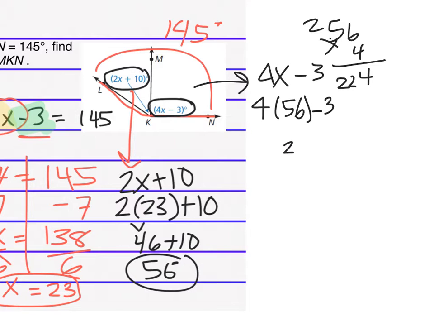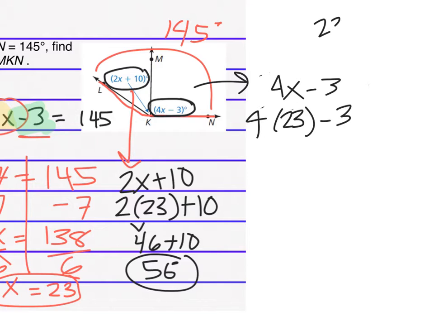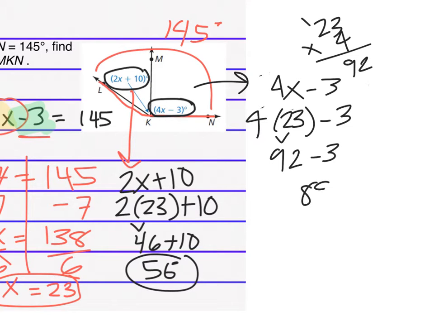Okay, I totally put in the wrong number. Let's erase that. Totally, completely did that wrong. So 4x minus 3. So our x is 23. I was putting in the other angle. So I need to do 4 times 23. 4 times 3 gives me 12. 2 times 4 is 8. So I get 92. Minus 3, I get 89 degrees.